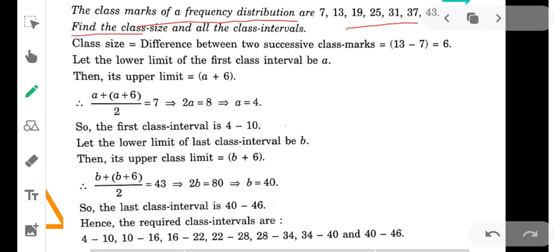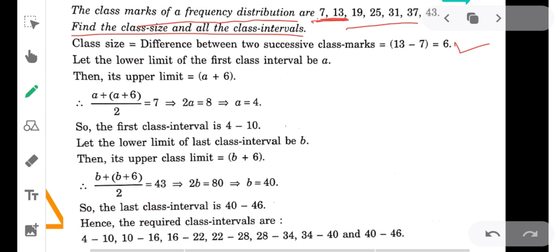Find the class size and all the class intervals. Okay, so class size equals what? The difference between two successive class marks. I have already told you. For example, the difference between 7 and 13 is 6, that is the class size.